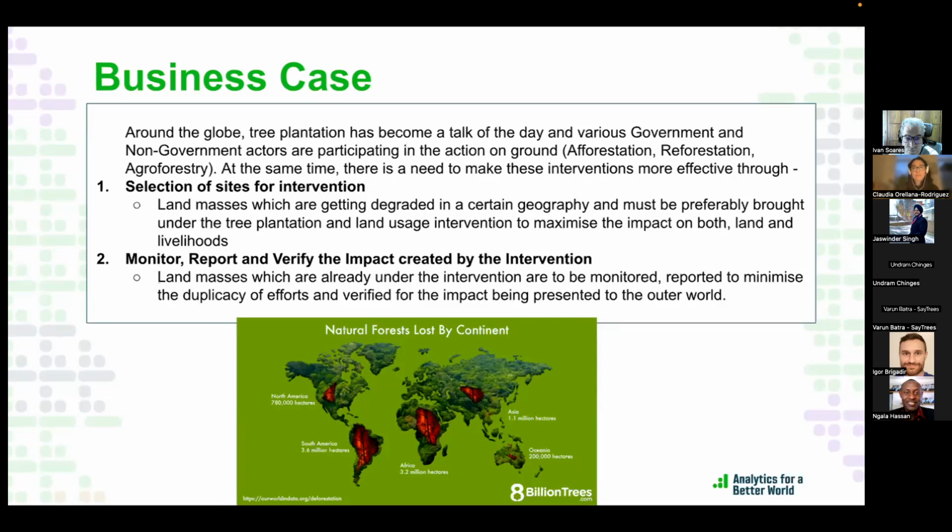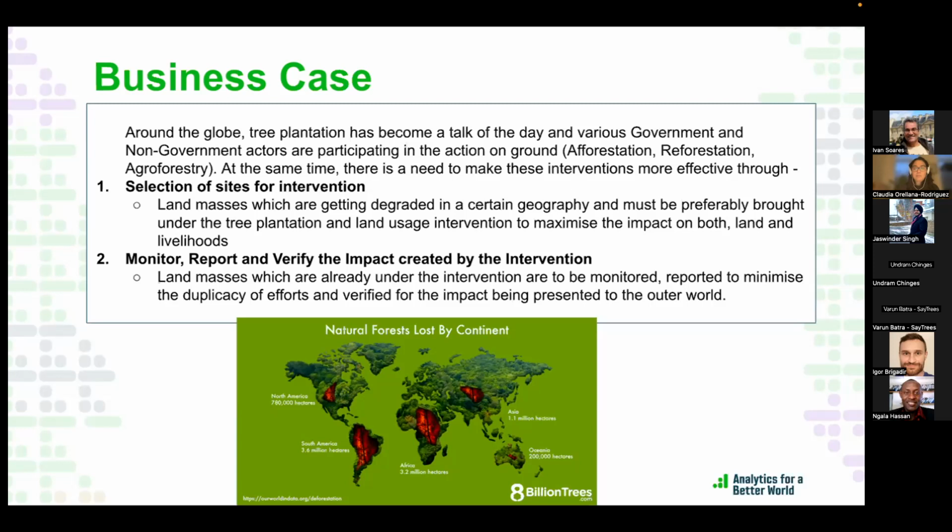So how to select this site is the first thing: we take a shapefile and try to analyze how the geography has changed in the past decade or past few decades, so that we can focus on certain geographies which require immediate intervention, or prioritize which landmass requires immediate intervention or which landmass requires a delayed intervention.